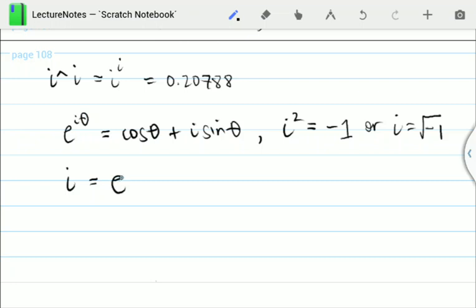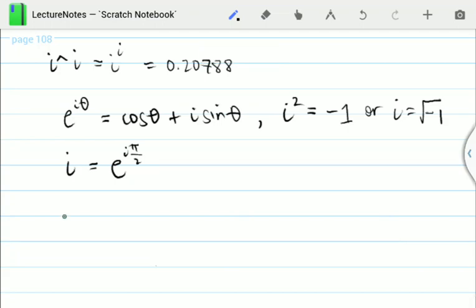So we see that e to the i pi over 2 is equal to cosine pi over 2, which is 0, plus i sine pi over 2, which is 1. So that's why the i will remain there. And of course, the next step should be obvious. You raise this to the i, you get e to the i pi over 2 raised to the i. That will just multiply i times i, so this will become e to the minus pi over 2.